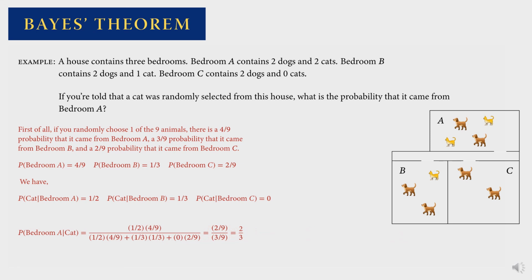We have all the probabilities we need to use Bayes' theorem. Plugging them in gives me 2/3. There's a 2/3 probability that the animal came from bedroom A, given that it's a cat. And you can deduce this from the fact that there are 3 cats and 2 of them come from bedroom A. But usually this isn't so obvious, and that's where Bayes' theorem can come in handy.